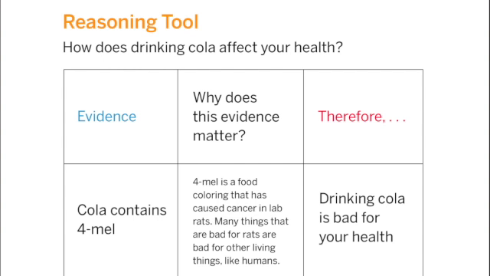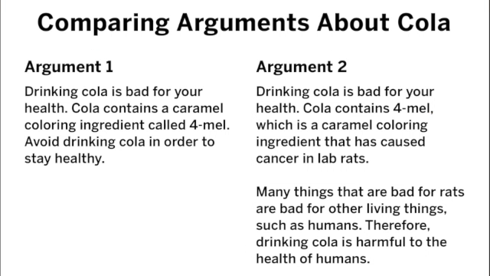So let's go further with this. Cola contains formel. Formel is a food coloring that caused cancer in lab rats. Many things that are bad for rats are bad for other living things like humans. Therefore, drinking cola is bad for your health. So when we compare the two arguments, the first argument just gives me a fact, which is the evidence. However, we're looking for a more detailed explanation so that you can help the reader understand why you are correct and everything else is wrong.